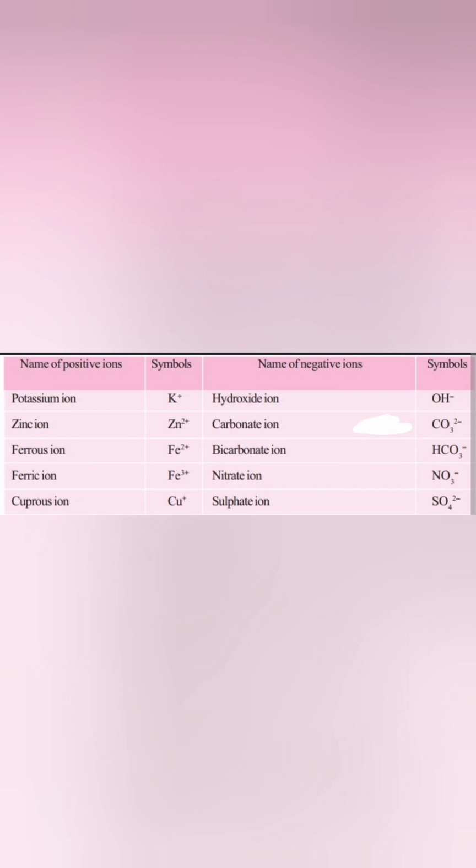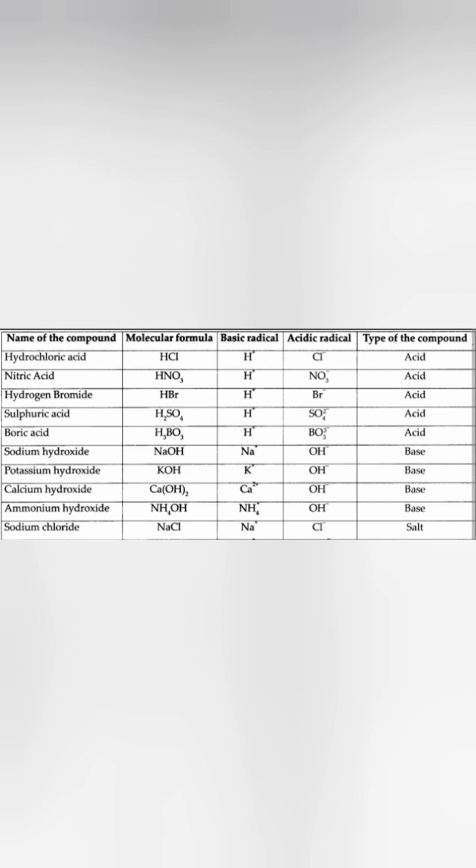Just have a look at the first table. Potassium ion K+, zinc ion Zn2+, ferrous ion Fe2+, ferric ion Fe3+, cuprous ion Cu+, hydroxide ion OH-, carbonate ion CO3 2-, bicarbonate ion HCO3-, nitrate ion NO3-, sulfate ion SO4 2-. To add on, one is nitrite ion, that is NO2-, one is sulfide ion, that is S2-, and there is sulfite SO3 2-.